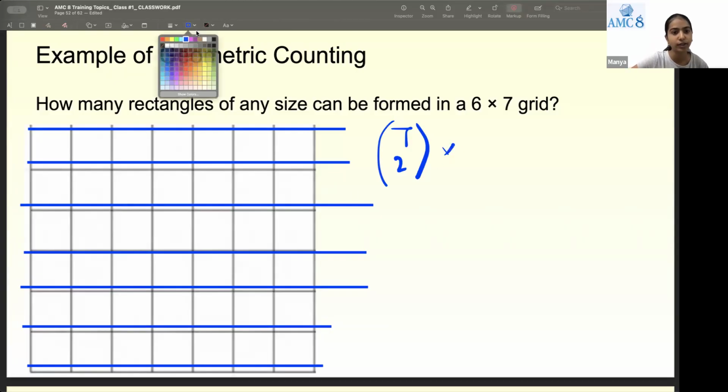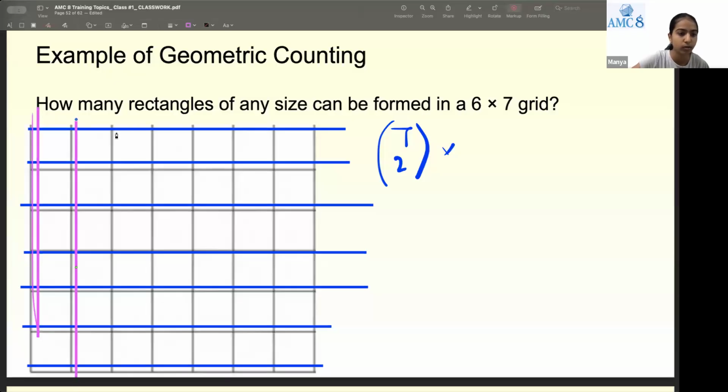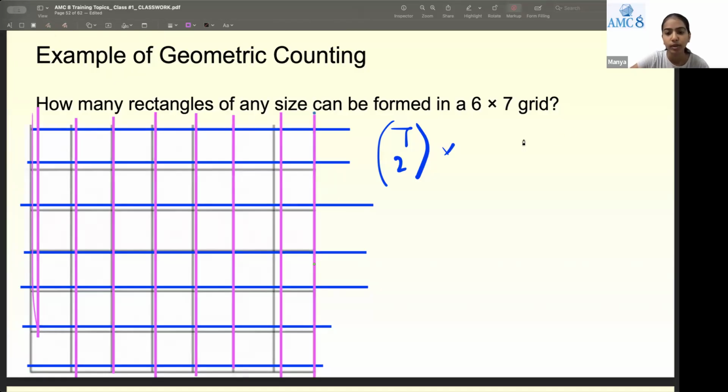Well, how many vertical lines are there? There's 1, 2, 3, 4, 5, 6, 7, 8. There's 8 vertical lines. So we would do 7 choose 2 times 8 choose 2. So we would just have to find what 7 choose 2 is, and then we would have to find what 8 choose 2 is, and then we would just have to multiply both of them together.